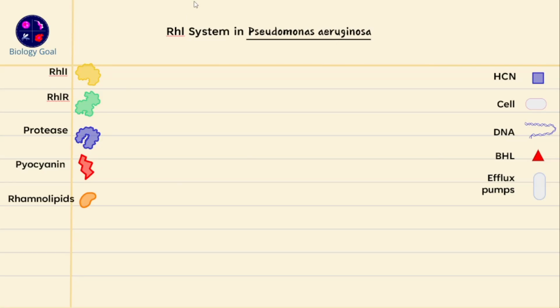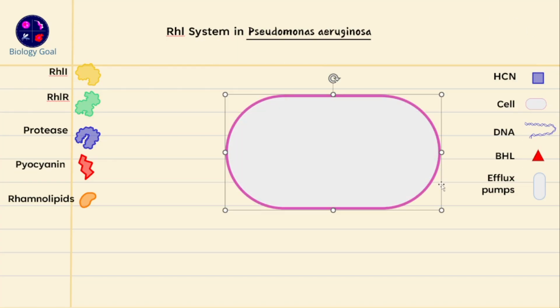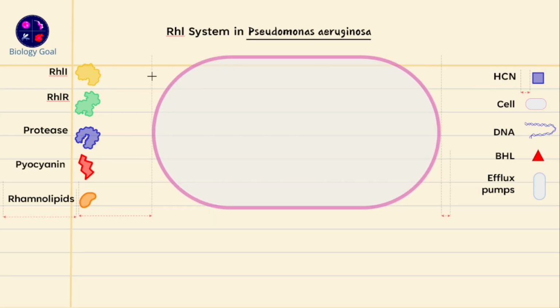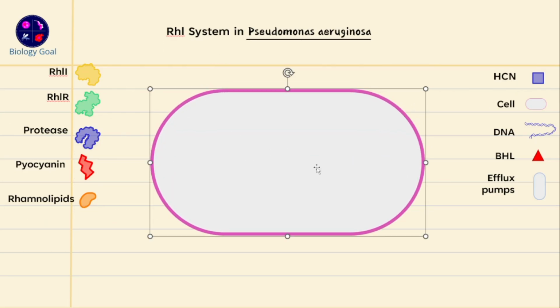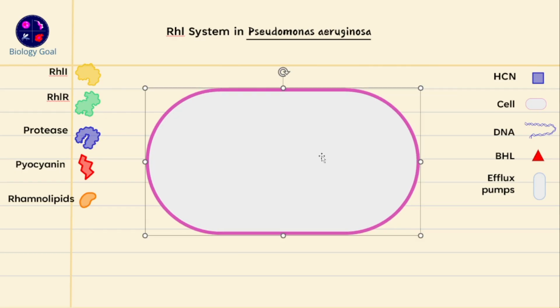In this one, we will be understanding the Rhl quorum sensing system in Pseudomonas aeruginosa. We'll start with constructing our bacterial cell. You know, Pseudomonas aeruginosa is a gram-negative pathogen, and this pathogen is an opportunistic pathogen. That means it can cause infections when the immune system is suppressed, right?